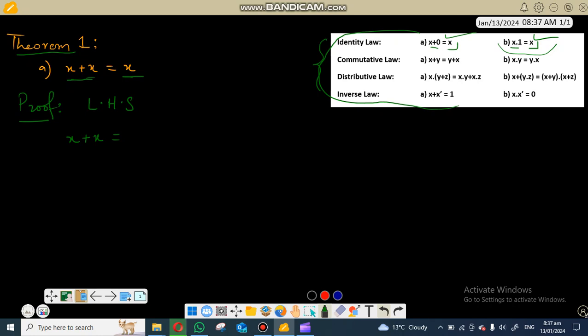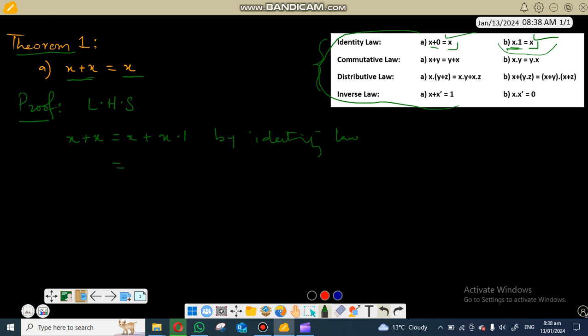So I'm going to replace my x with this one, x dot x. So one x is on its own place, plus, instead of the second x I'm going to replace it with x dot 1, which I have done by identity law. So I can mention it here that I have made this replacement using identity law. Now I've got something like this right now, x plus x dot 1.